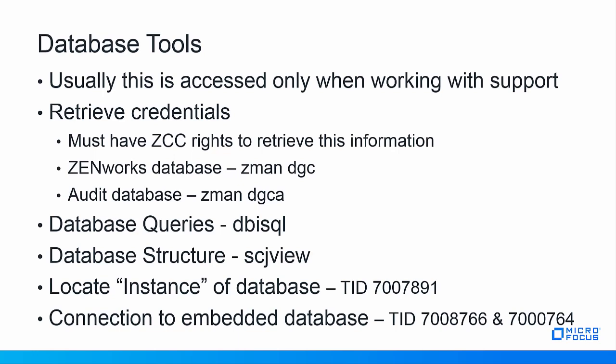To locate the instance of the database, go to ZENworks Home, Conf Data Model, and the ZDM XML and the ZenAudit.xml will contain the instance for the particular databases, or follow the TID 7007891. To connect to the embedded database, there are some parameters needed, which we'll outline and are mentioned in the TIDs 7008766 and 7000764. Let's have a walkthrough.